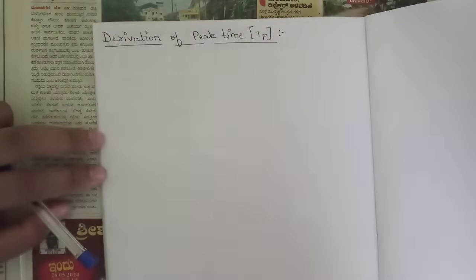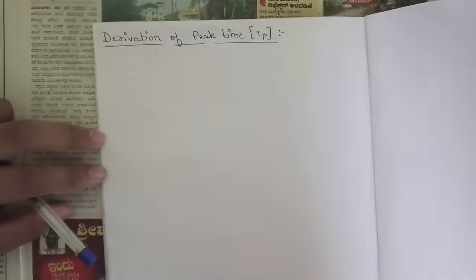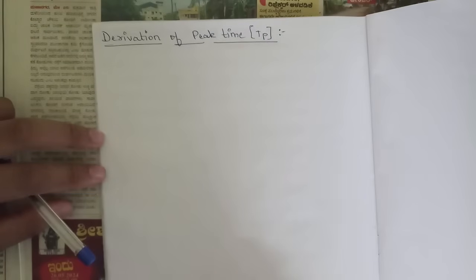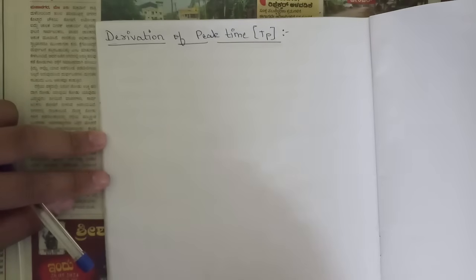So in the last session we have derived one important formula for time response specification for a second order underdamped system. So in this session we are going to do some very important derivations, that is for peak time, peak overshoot, rise time and settling time. Okay, we have four very important derivations here. So now without any further delay, let's get started.